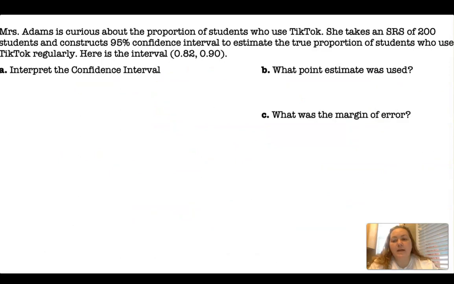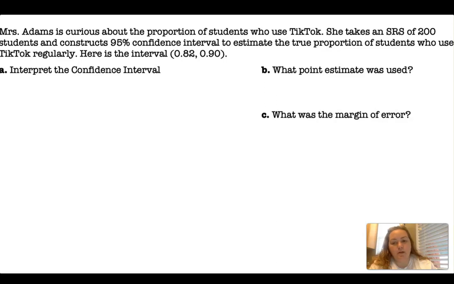All right, Miss Adams is curious about the proportion of students who use TikTok. She takes a simple random sample of 200 students and constructs a 95% confidence interval to estimate the true proportion of students who use TikTok regularly. Here's the interval: from 0.82 to 0.90, so 82% to 90%. Interpret the confidence interval. What is the point estimate and what is the margin of error?